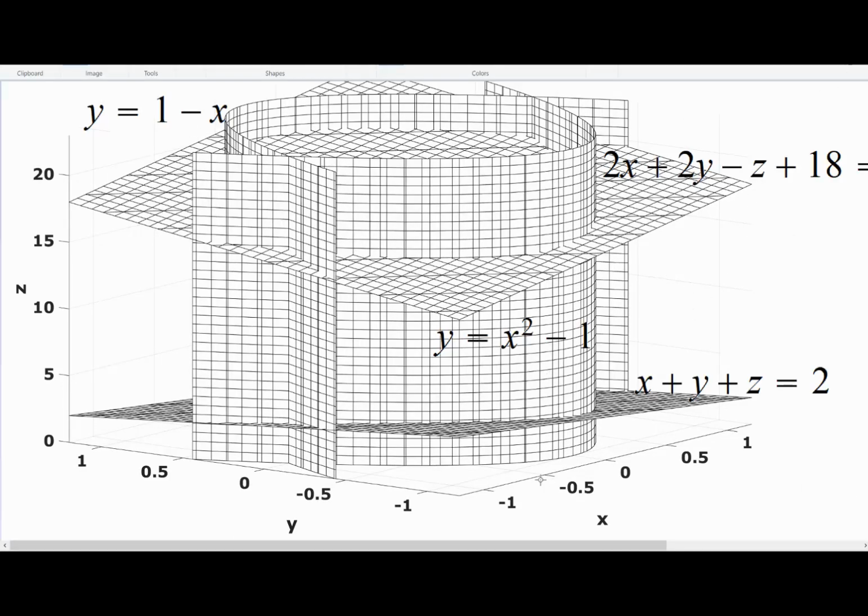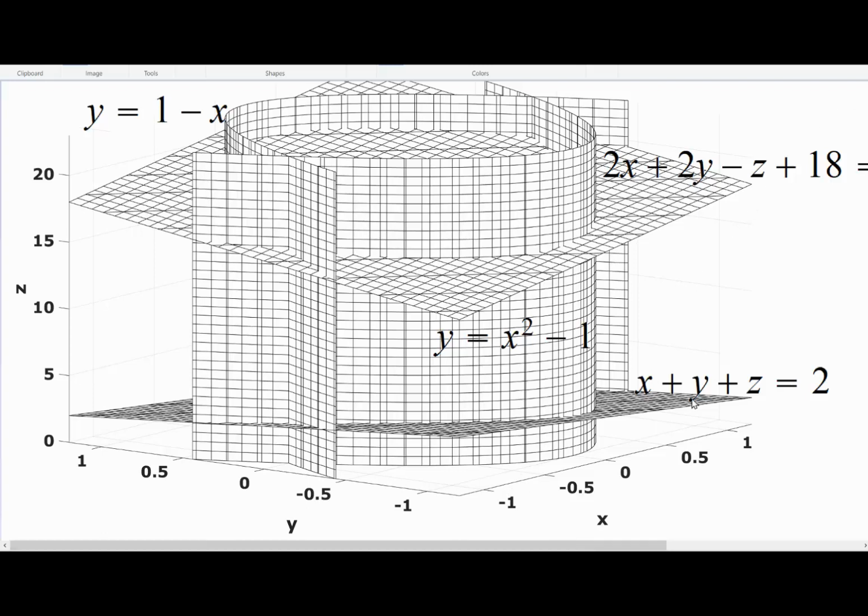So just to repeat, we have to compute the volume bounded by these two vertical parabolic cylinders and these two planes. The top one being 2x plus 2y minus z plus 18 equals 0, and the bottom one is x plus y plus z equals 2. Now both these planes, in the region where they intersect with the parabolic cylinders, are above the xy plane for that portion.